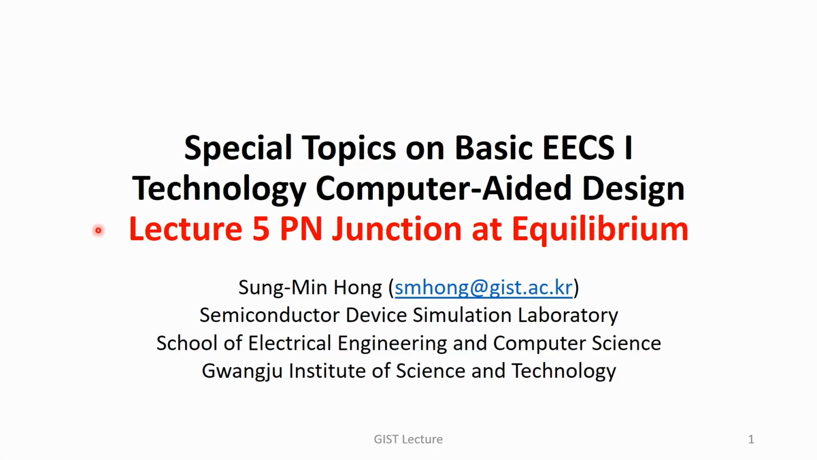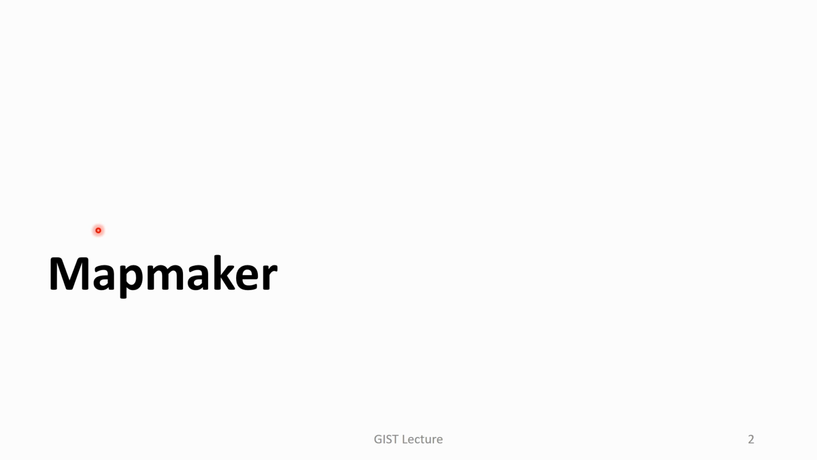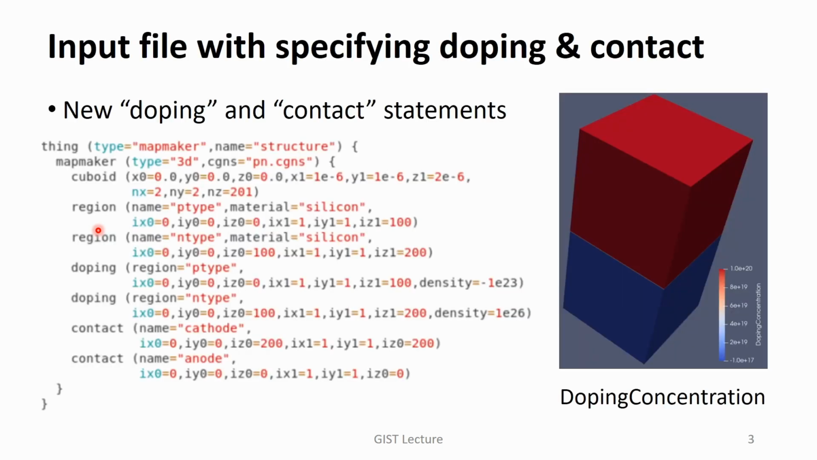Hi everyone, in this lecture 5, we will calculate the equilibrium solution of a p-n junction. In the previous lecture, the structure was generated. However, the doping was missing. Also, the contacts were not specified. Here, we have an input file. In this input file, you can find doping and contact statements.